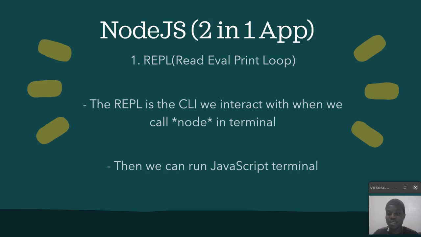Now the second, because remember we said that Node.js is a two-in-one application. The second application is the REPL, which is the read eval print loop. This REPL is basically the CLI, the command line interface that we interact with when we call Node in the terminal. When you have Node on your machine and you write node, you will interact with the command line interface of that, and then you can run JavaScript within Node.